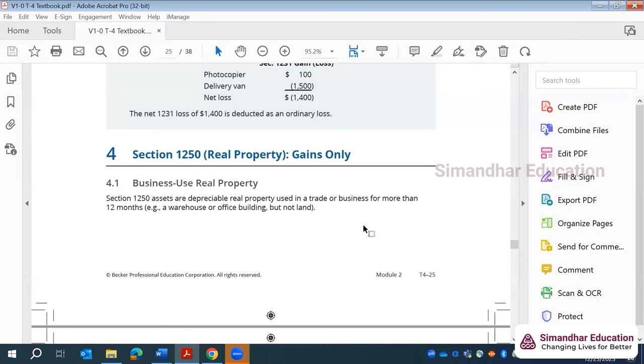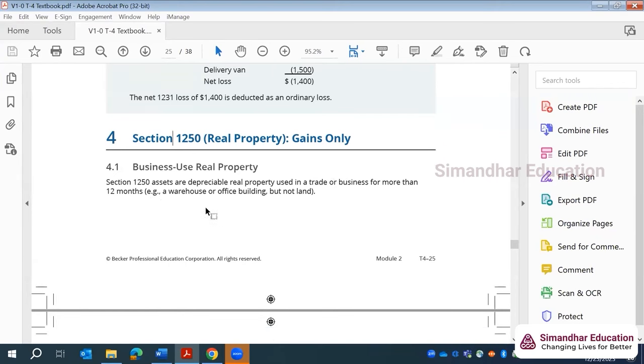The next we move on to is section 1250, which is on real property. And again, remember that this is only applicable on gains. It is not applicable on losses. What is real property? It can be a warehouse or an office building, but not land. Do you usually depreciate land? Is there any depreciation that happens on land?